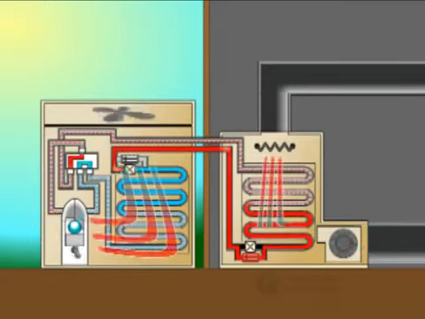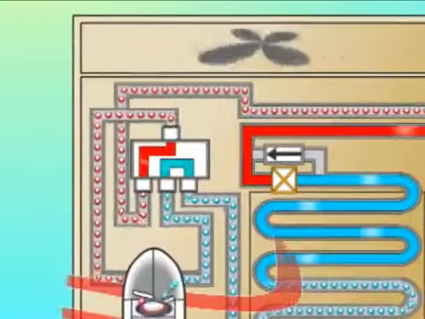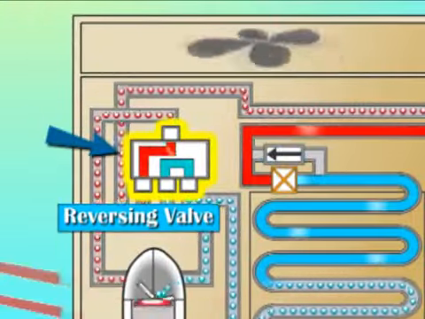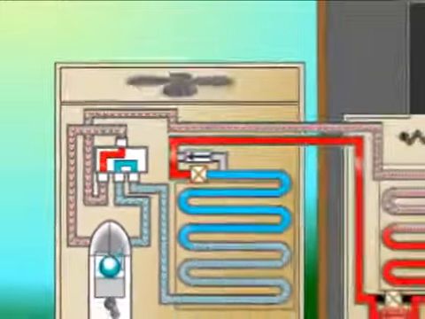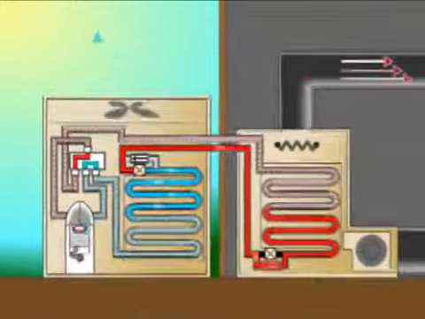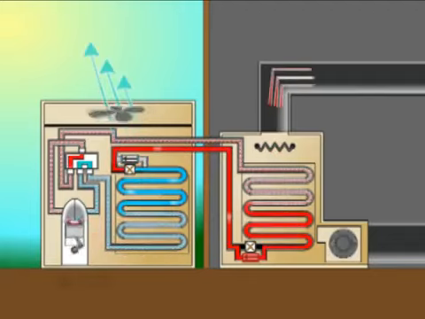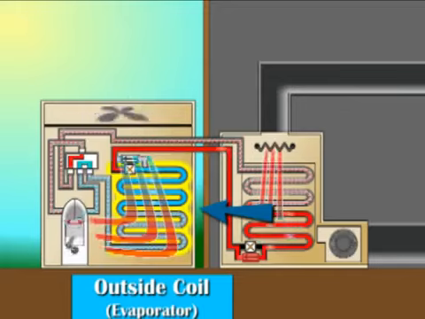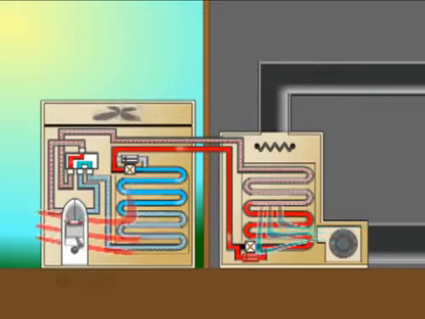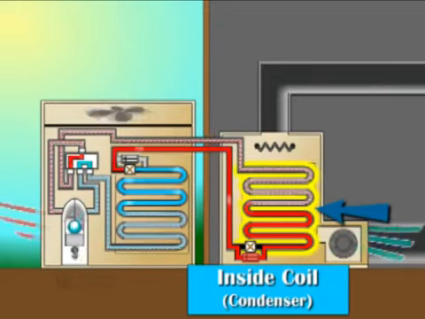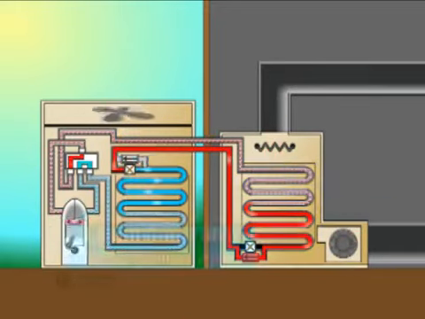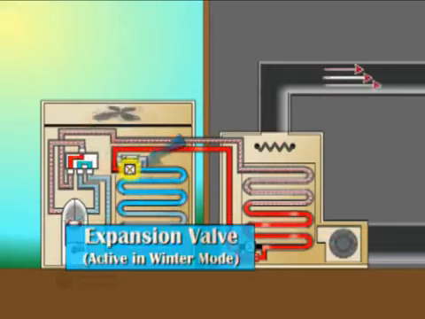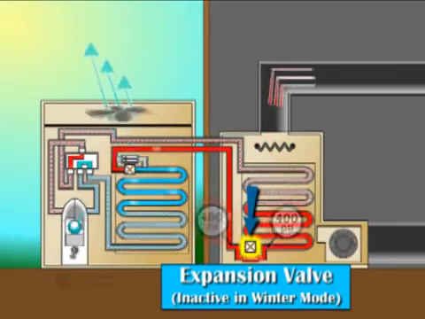During the winter mode, the reversing valve reroutes the refrigerant path, thereby making the outside coil function as the evaporator and the indoor coil as the condenser. The heat is absorbed from the outside air by the evaporator, then brought inside and released by the condenser to heat the home's air. Also notice the outdoor expansion valve is now active as the indoor expansion valve is bypassed.